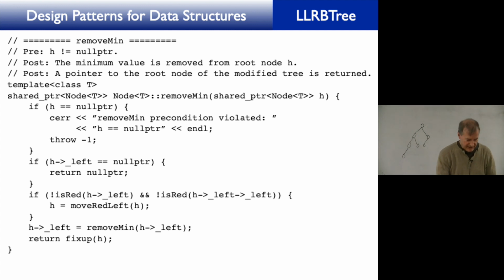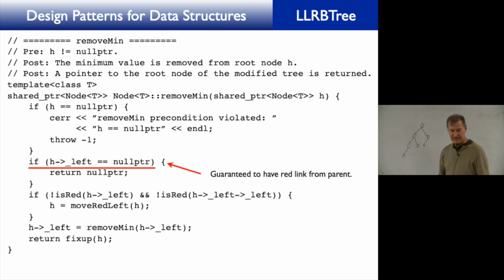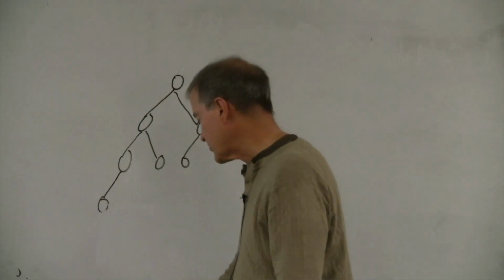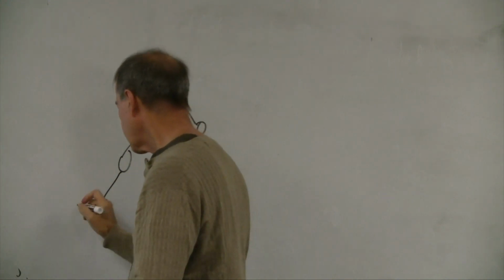All right. Now watch how this works. Check this out. So you see the first if statement? If H arrow left equals null pointer. All right, so if H arrow left equals null pointer. And at this point, so right here, here's H, so here is H like this.